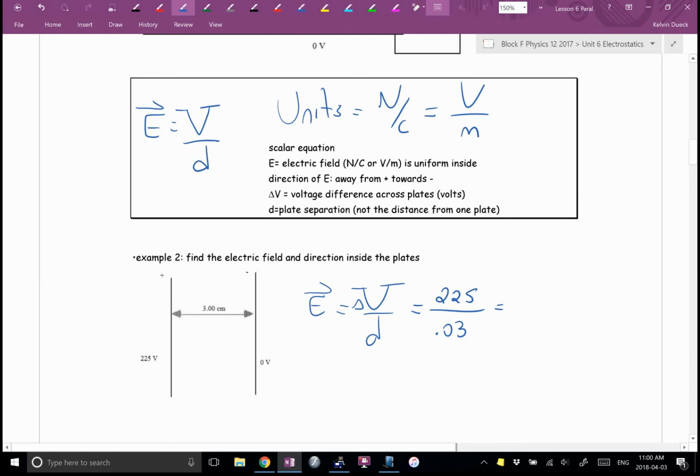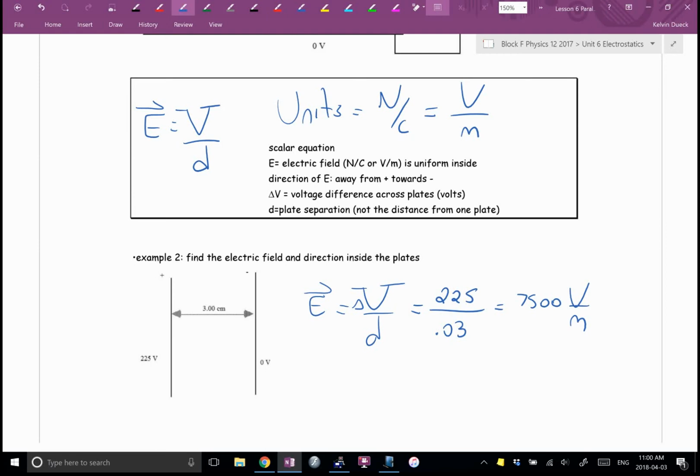What's the electric field between those plates? And you could say newtons per coulomb. I would give you full marks. But since I used voltage and distance, I'll write my units as volts per meter. Oh, don't turn the page yet. We don't have the direction.